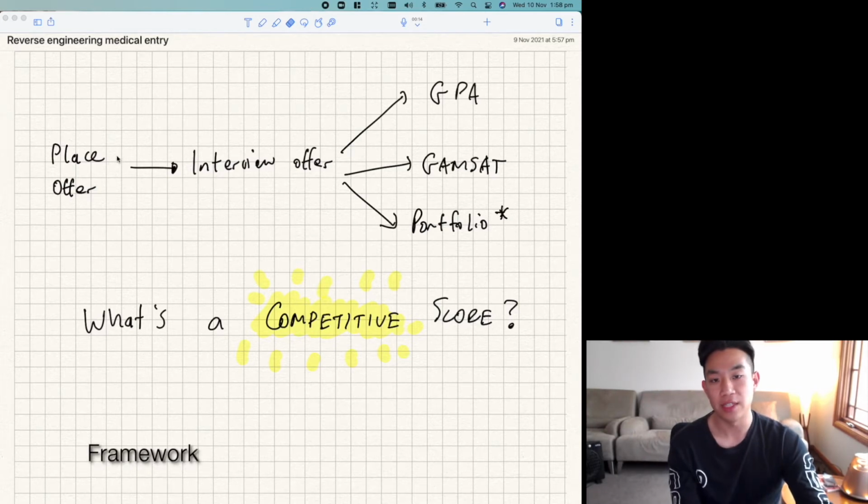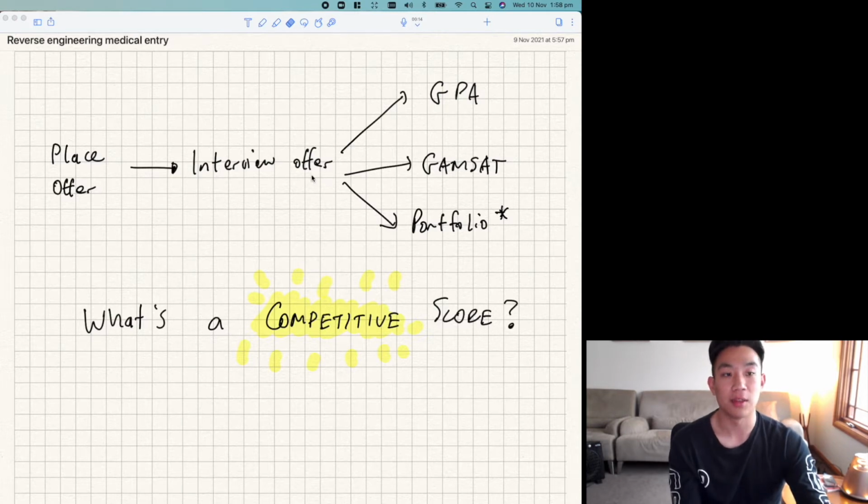To do that, you need to get a place offer, which means you need to score well in an interview. And to do that, you need to receive an interview offer. And this is dependent on you scoring well in three areas. Firstly, your GPA, secondly, your GAMSAT, and thirdly, your portfolio. I've just put an asterisk here on the portfolio because not all the universities require you to submit a portfolio.